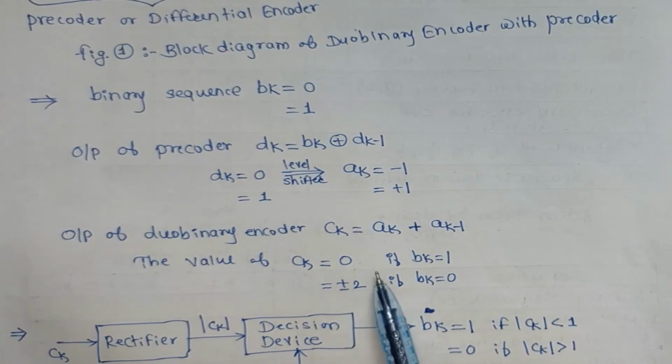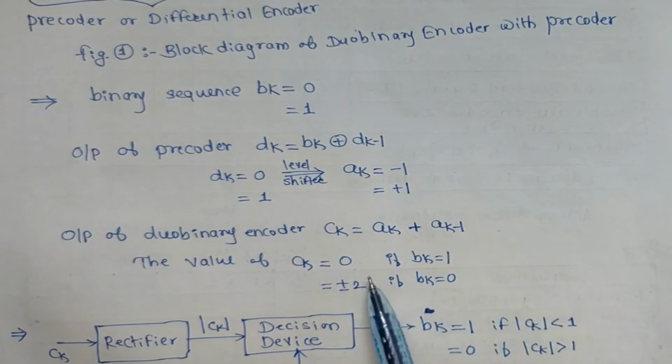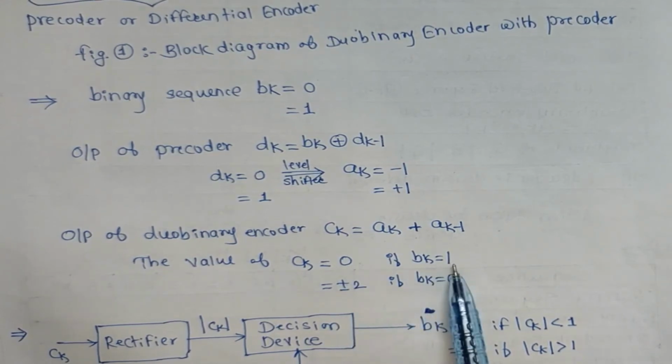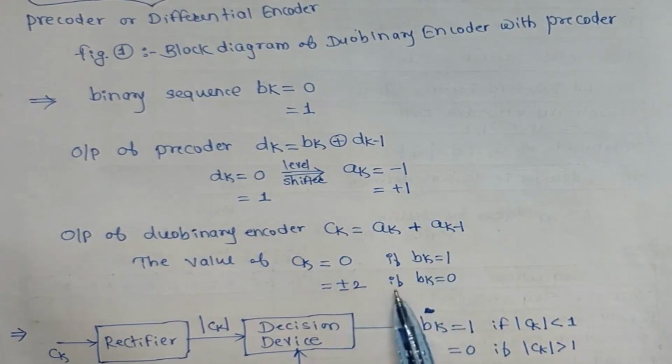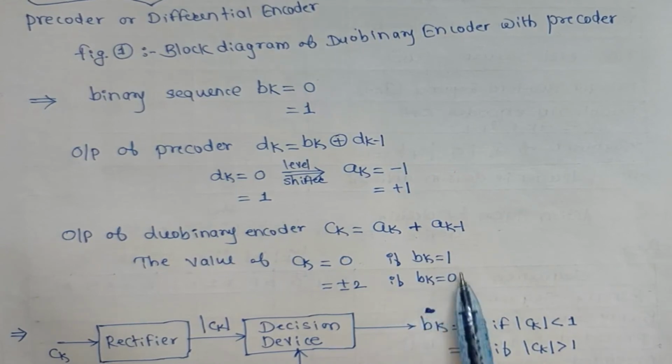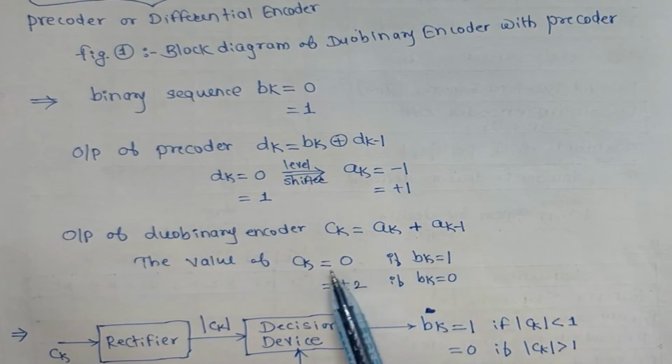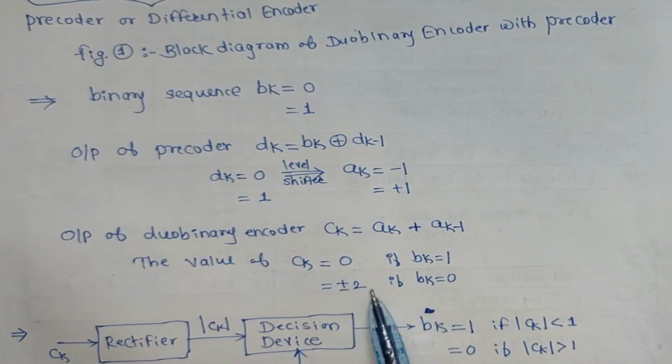That will be, so the uncorrelated sequence of 0s and 1s will be converted into a three level correlated sequence with levels 0, +2 or -2. When will we get 0? If the value of bk is 1. And when will we get +2 or -2? When the value of bk is 0. We'll see after going through the numerical how for bk equal to 1 we are getting ck 0, and for bk equal to 0 we are getting a +2 or -2 value.